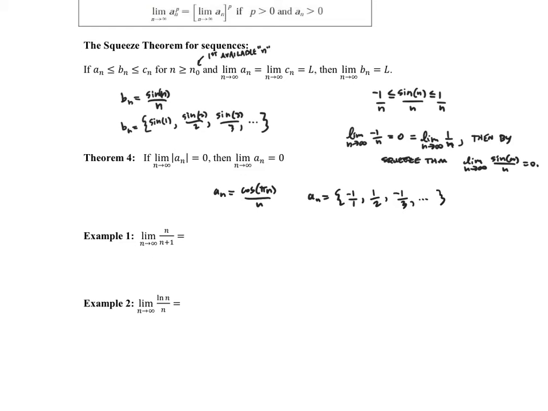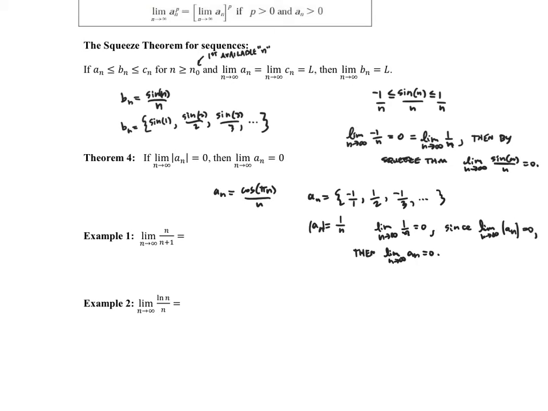What you'll notice is that a sub n, if I take its absolute value, is equivalent to 1 over n. And we know that the limit as n approaches infinity of 1 over n equals 0. Therefore, by theorem 4, since the limit as n approaches infinity of the absolute value of a sub n is equal to 0, the limit as n approaches infinity of a sub n should also equal 0.